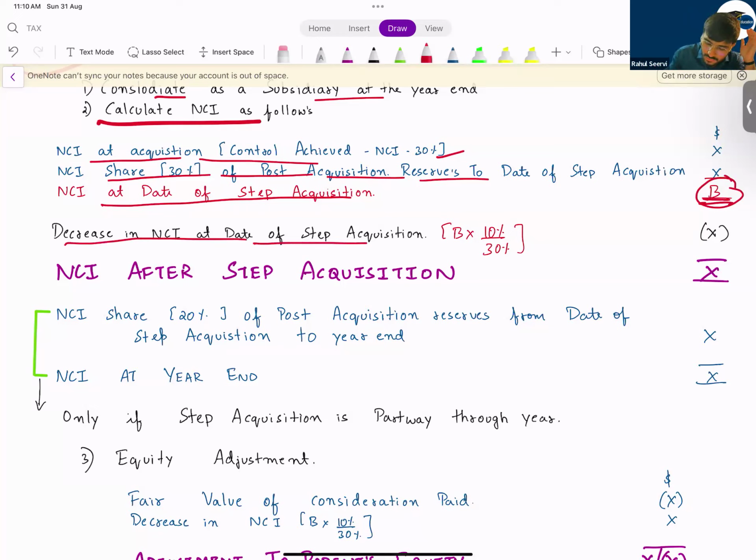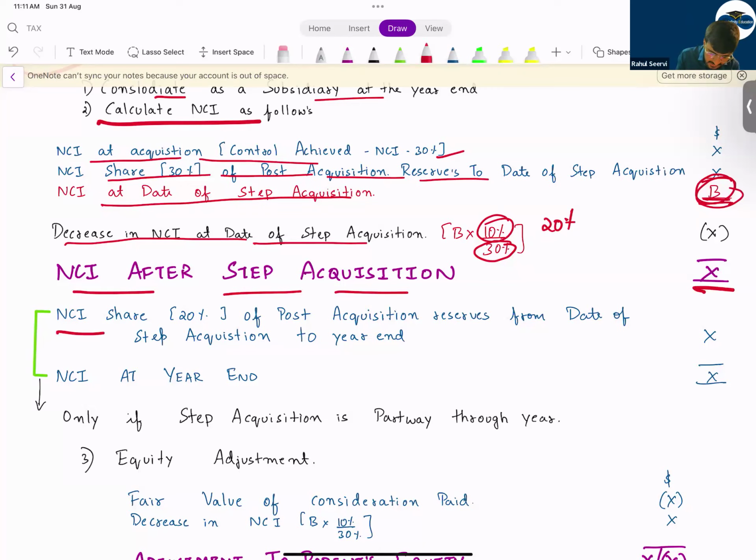So what will you do? You will take this B value. You will say, sir, it was 30% before. Now it is only 20%. So can I say it decreases how much, sir? 10%. So you will take the value of the NCI before step acquisition. You will multiply with the decreased percentage and divide by the total NCI before the step acquisition. Then you get what's the NCI after step acquisition.